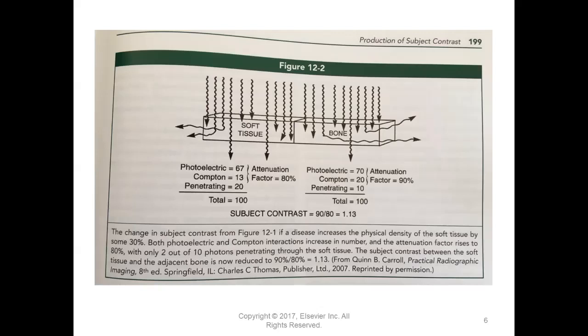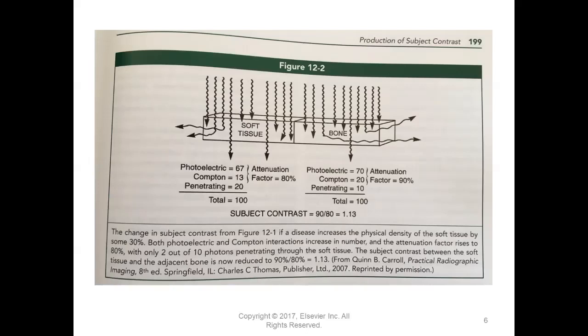Now we have the same patient, but there is a disease process going on. And we've changed the density of the soft tissue, in this example, by 30%. So think of someone with arthritis. You've got inflammation and degenerative changes in the joint space, not necessarily just the bone, but the soft tissue getting denser. And now we're going to send 100 x-rays through that denser soft tissue and 100 x-rays through the bone.